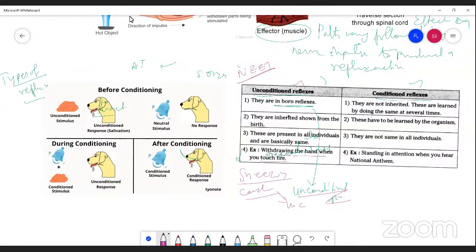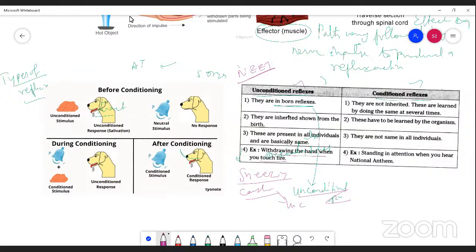So what are the characteristics of the unconditional reflex? One is the inborn reflex for an unconditional stimulus. Second, it does not need any past experience, knowledge or training or any other things. I have given only one example here, but another two examples you can take from the book. One is the blinking of an eye when dust falls in the eyes. Next, sneezing, coughing due to dust entering the nose or larynx. Another example I have given here is withdrawing the hand when you touch fire.